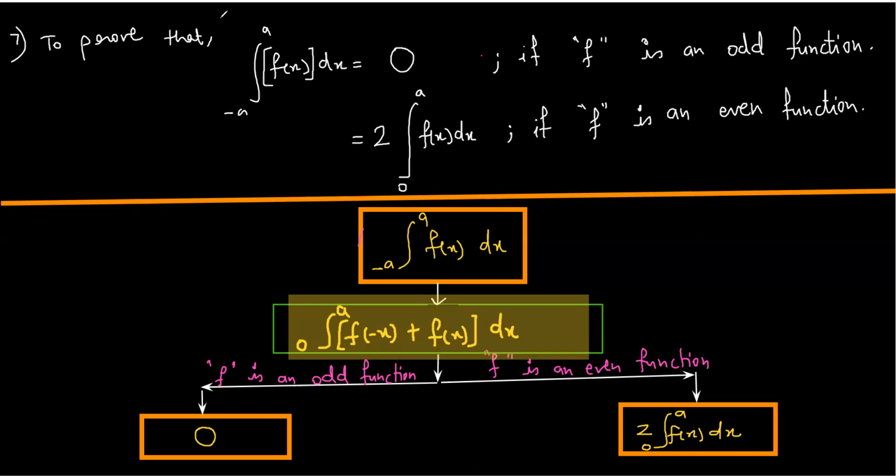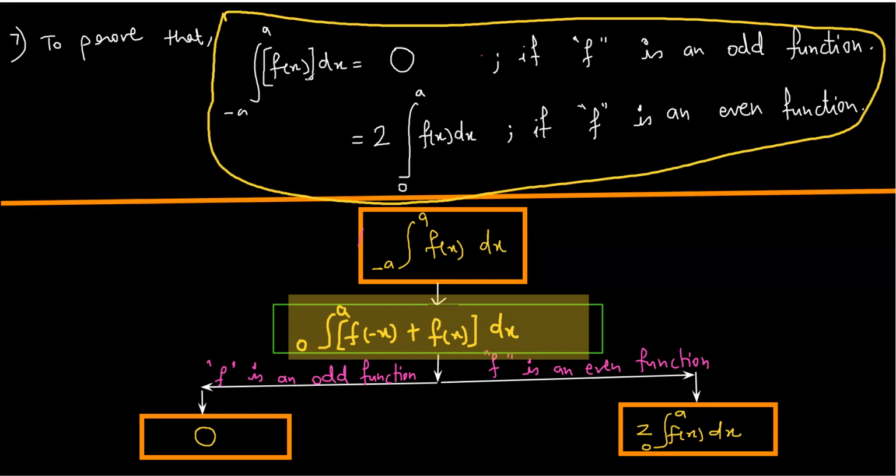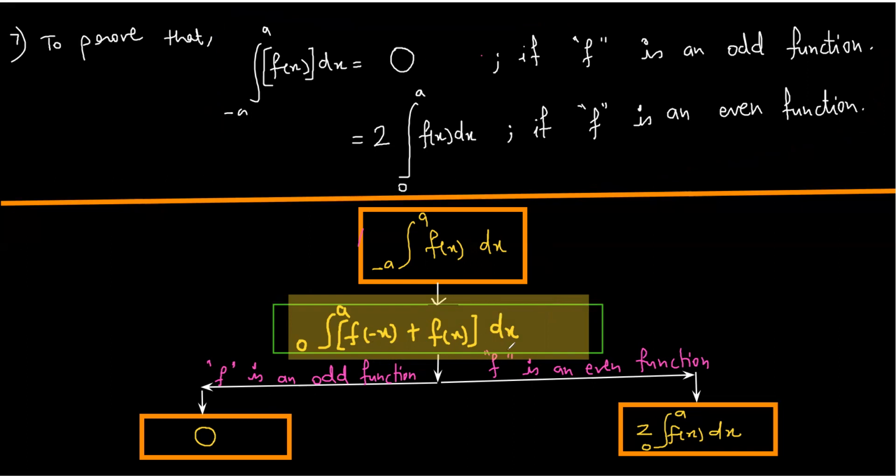So in exam, you get this theory to be proved, but you should remember that you can prove it only when you prove minus a to a f of x dx is equal to 0 to a f of minus x plus f of x dx. So this is something that you have to prove. Once I get this, after that, I will apply two cases, for odd function and even function, and respectively I will get my proof done. Okay, so now I have explained this in detail.